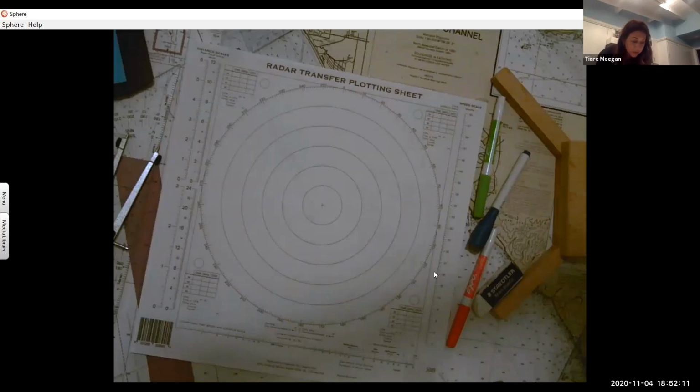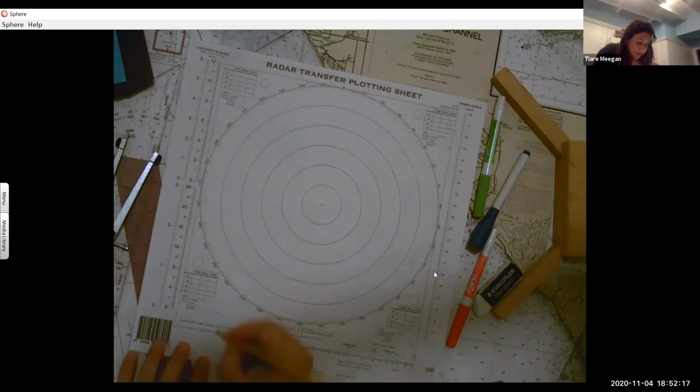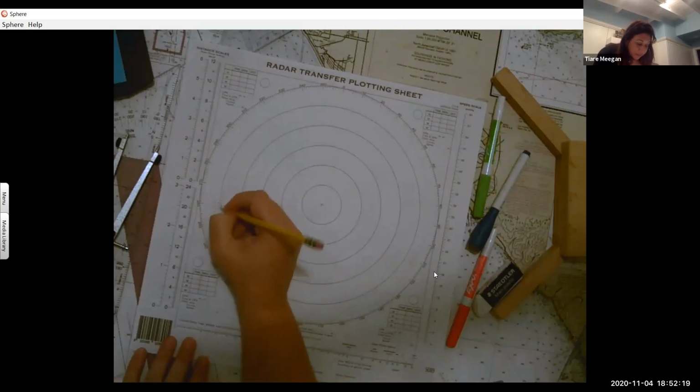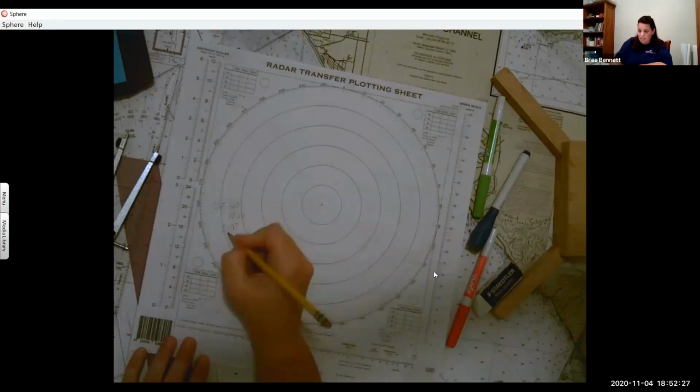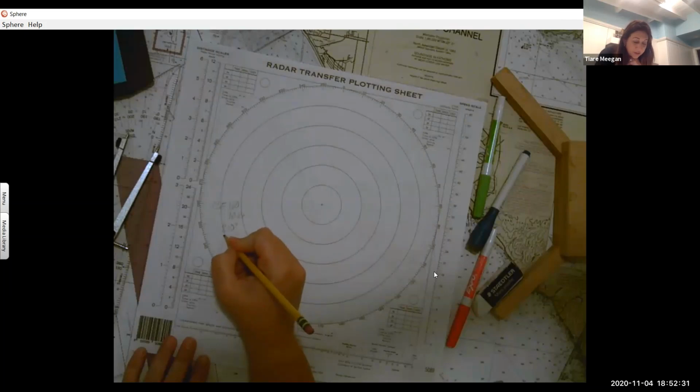Okay. So I'll do number 13. It says you are underway on course 160 true at 10 knots. The current is 210 true at 0.9 knots.